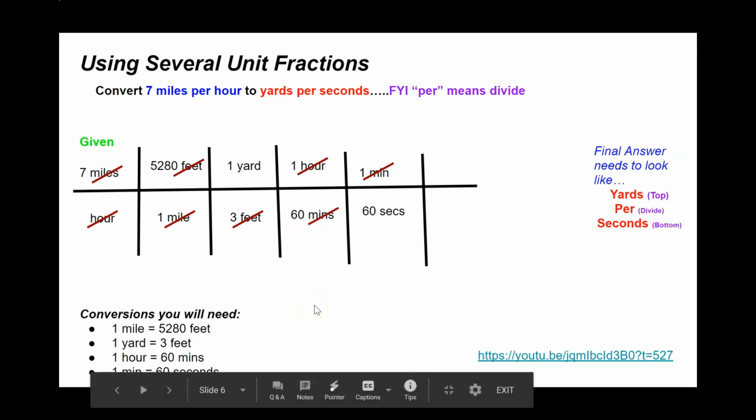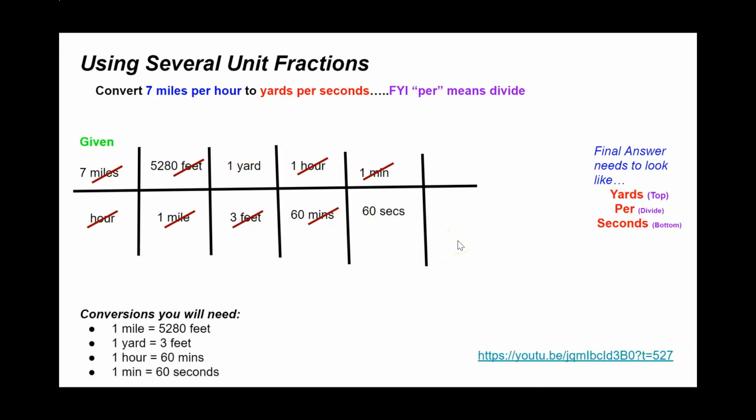So now what am I left with at the end? Yards on top and seconds on the bottom. So that means I don't need another conversion. I can stop and now do the math. So if I multiply 7 times 5,280 times 1 times 1 times 1, which I told you to ignore, because what's 1 times anything? It's just whatever that is, right? So you don't really need to focus on the ones. 7 times 5,280 is 36,960 yards on top. What about the bottom? The only thing we multiply together is the 3, the 60, and the 60, and it's 10,800.